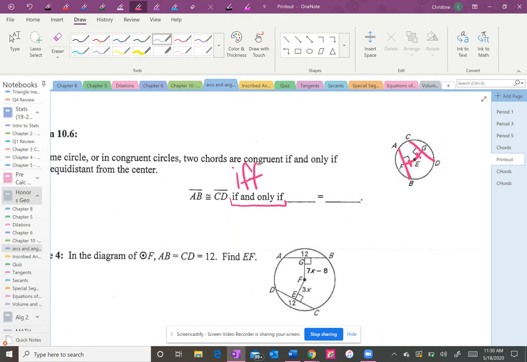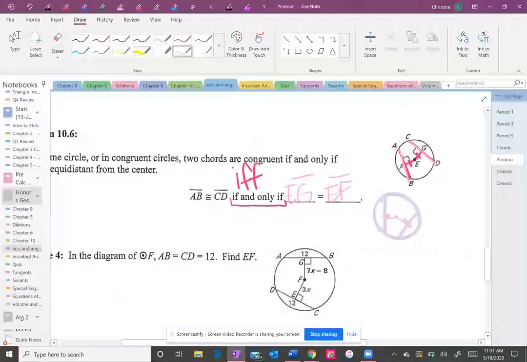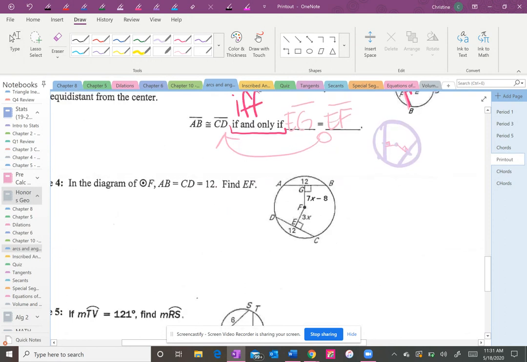So if you saw this picture and you had 2 chords that were congruent, then you can say the reverse is true. Then they are equally spaced out from the center, okay? So AB is congruent to CD if and only if EG is congruent to EF. And then it also works the same backwards. So this is true if that is true.